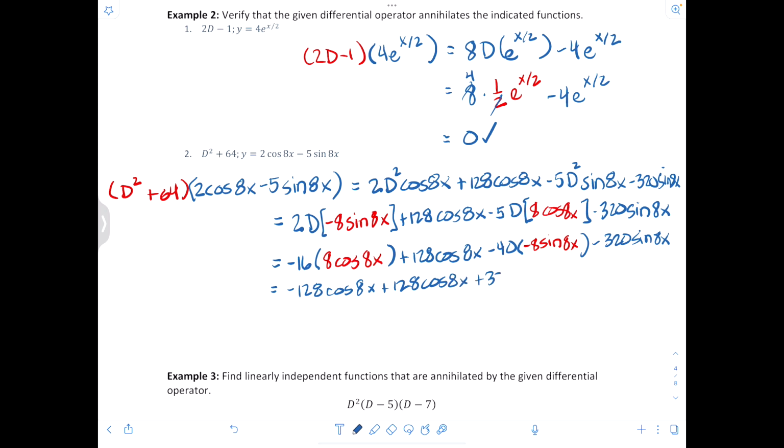Plus 320 sine at 8x minus 320 sine at 8x, which will zero out. So this is equal to 0, and it checks out. Isn't that amazing? I think it's pretty cool. All right, so example 3.